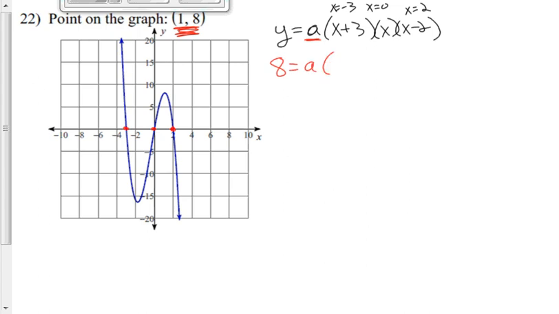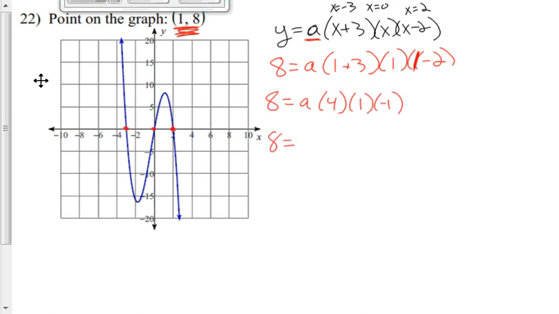So it'd be 8 equals a times 1 plus 3 times 1 times 1 minus 2. That's a 1. Alrighty, so this is 8 equals a times 4 times 1 times negative 1, or in other words, negative 4a. So divide both sides by negative 4, and we get that a is negative 2.